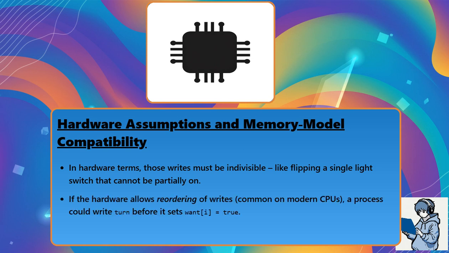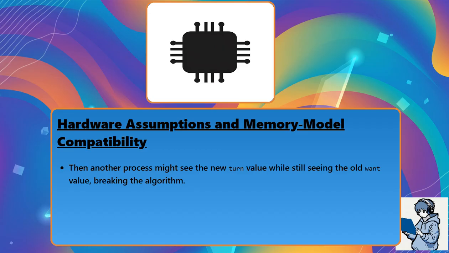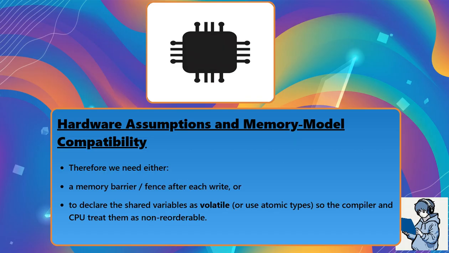If the hardware allows reordering of writes, common on modern CPUs, a process could write turn before it sets want[i] equals true. Then another process might see the new turn value while still seeing the old want value, breaking the algorithm. Therefore, we need either a memory barrier or fence after each write, or to declare the shared variables as volatile, or use atomic types so the compiler and CPU treat them as non-reorderable.